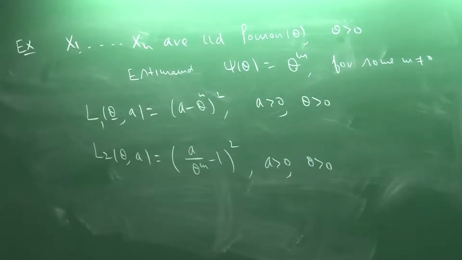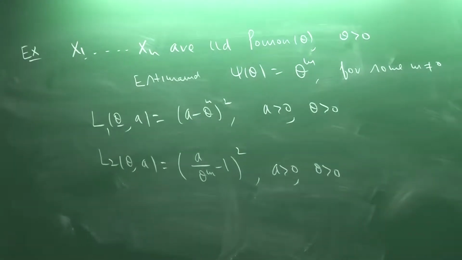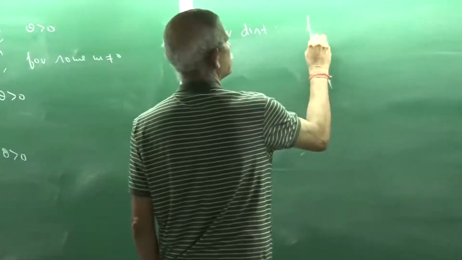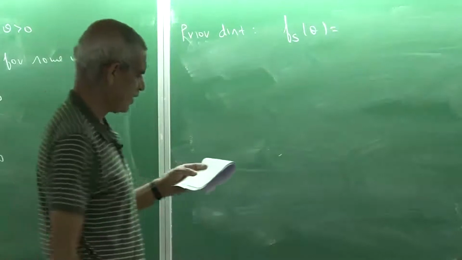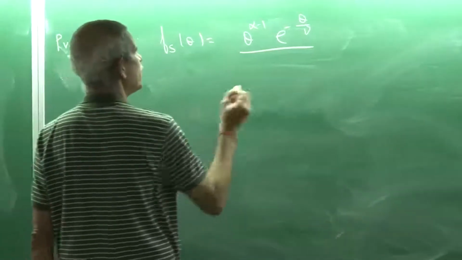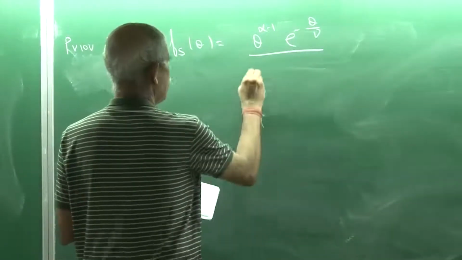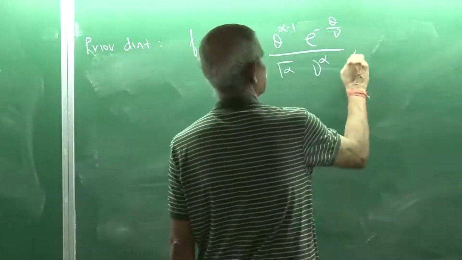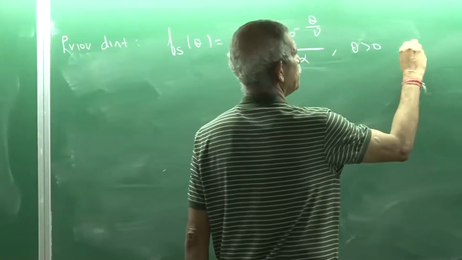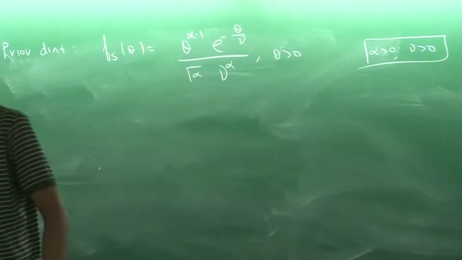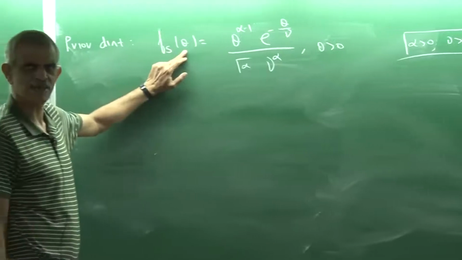So the prior distribution f_S(theta), which I am taking as theta to the power alpha minus 1, e to the power minus theta by nu, divided by gamma alpha, nu to the power alpha. Right? So it is a gamma prior, where alpha greater than 0 and nu greater than 0 are known quantities to you. So from the past belief, one says that normally this theta behaves like a gamma distribution.